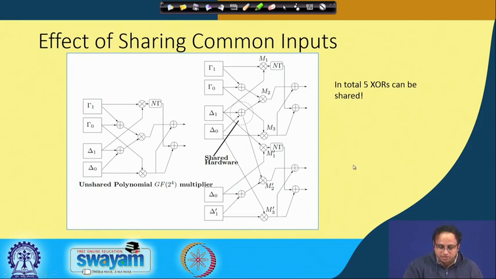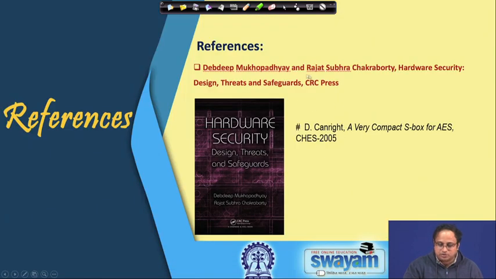So here is a quick reference. You can, of course, go through the original paper of Canright, which was published in CHES in 2005. But we have also tried to summarize this in the textbook, which you can read and probably get more insights about how the design has been done and developed.